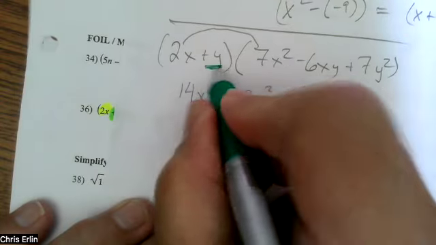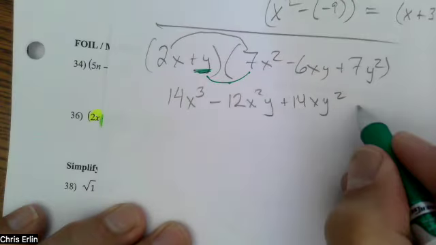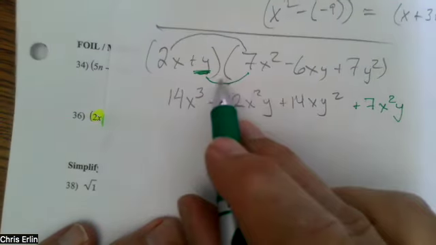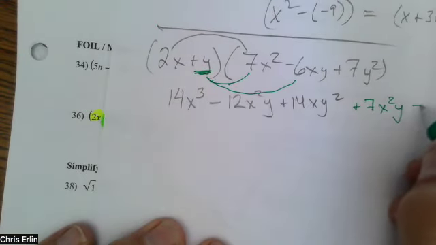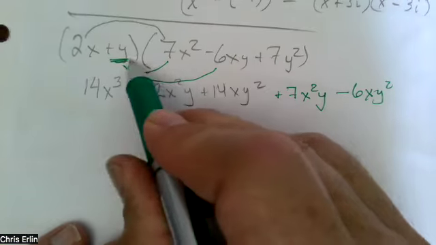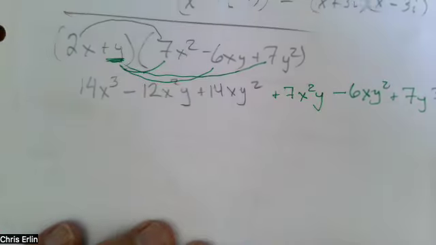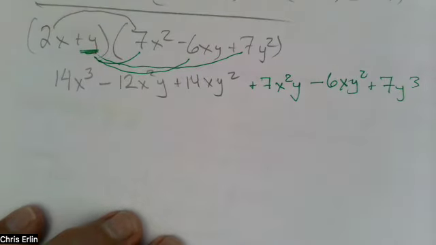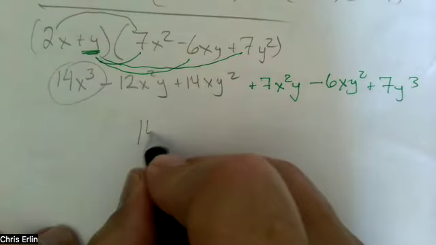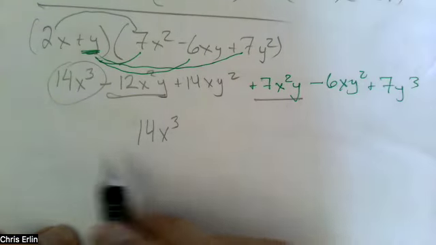Now I move on to my second term in my first polynomial. I'm going to multiply y times each of these. So I'm going to get plus 7 x squared y, minus 6 xy squared, plus 7y cubed. And now I'm going to combine like terms. This is my only x cubed term. I have two different x squared y terms.